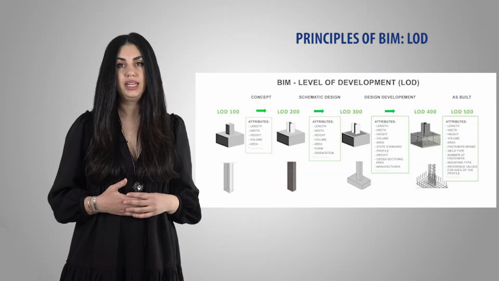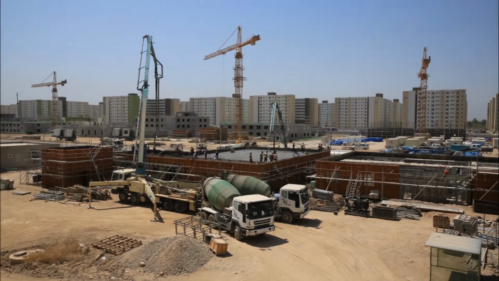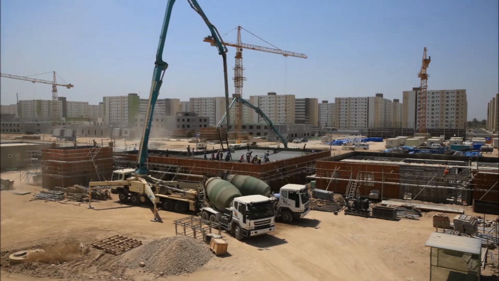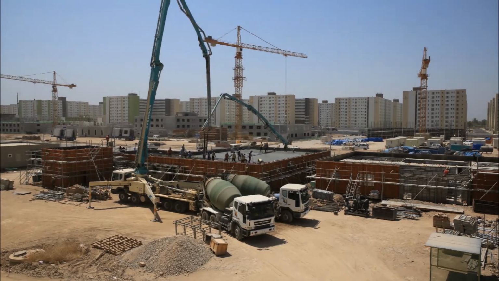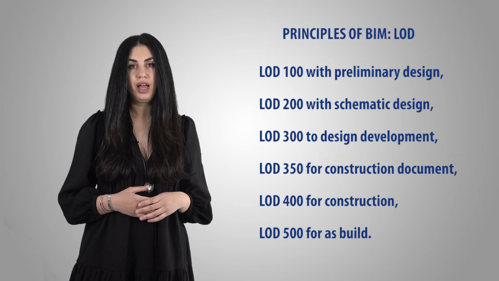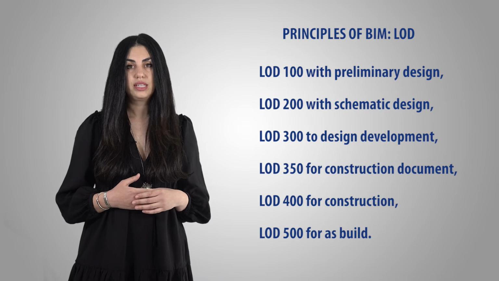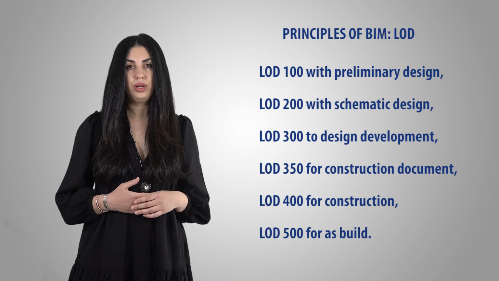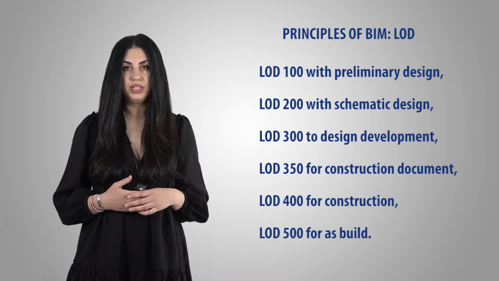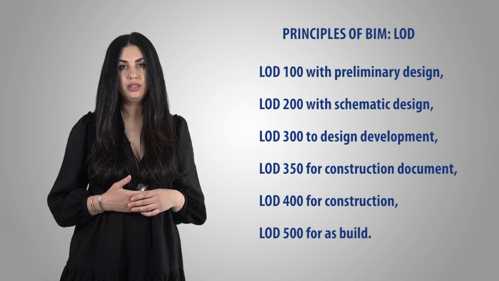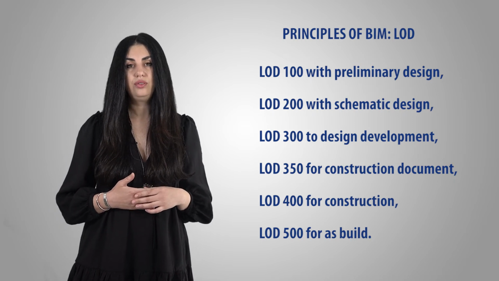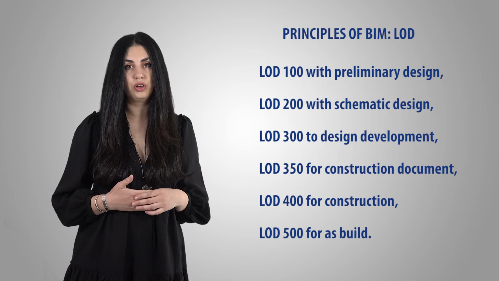I will explain each level from 100 to 500. There are 6 levels, and for better understanding, I will relate them to project phases. LOD 100 with preliminary design, LOD 200 with schematic design, LOD 300 to design development, LOD 350 for construction documents, LOD 400 for construction, and LOD 500 for as-built projects.